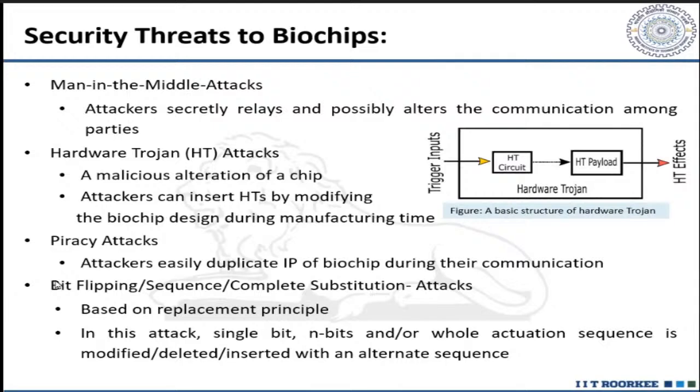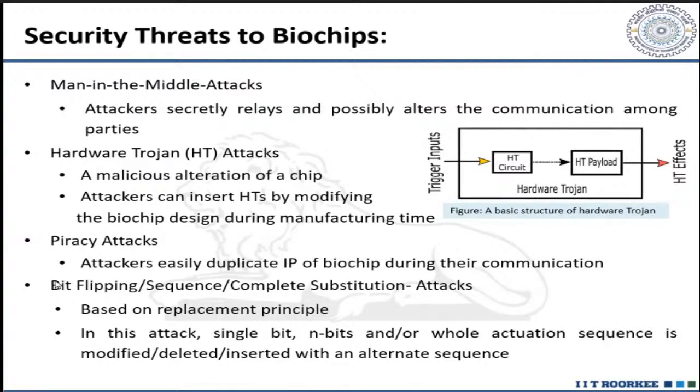And it is also possible to have a hardware Trojan attack. Some malicious alteration of the chip is made, and the attackers can insert this hardware Trojan by modifying the biochip design during the manufacturing time. So when the foundry does that, it is basically making a faulty chip. Not faulty, maybe it is working, but it has this hardware Trojan inside, which can alter the result of the chip. Another kind is the piracy attack, where attackers easily duplicate the IP of the biochip during their communication. They just take the IP and create a pirated version of the chip. So this is another kind of attack.